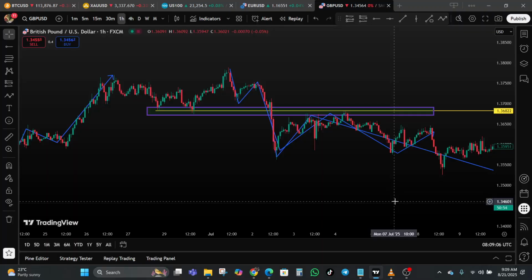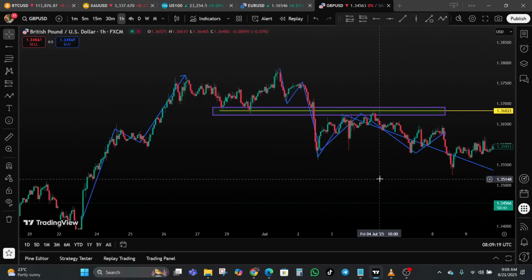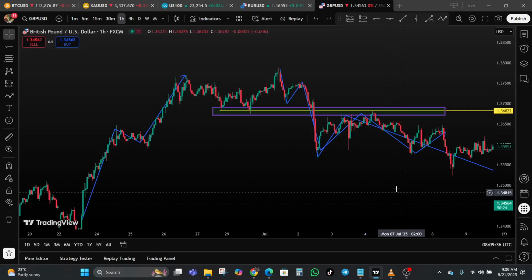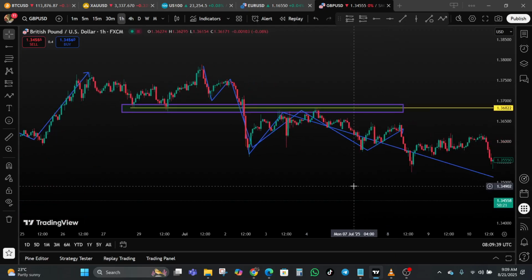Propulsion blocks are not just random candles. They are footprints of smart money showing you where the real power in the market lies. If you start practicing this concept, you will notice how often price respects these zones. The more you study them, the easier it becomes to recognize institutional intent and plan your trades accordingly. So basically, that is the breakdown of the ICT propulsion block.